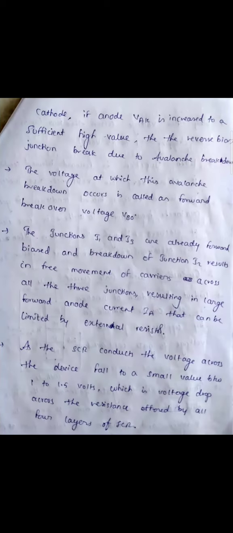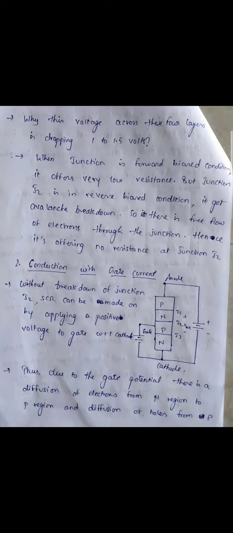The junctions J1 and J3 are already forward biased, and breakdown of J2 results in the free movement of carriers across all three junctions, resulting in a large forward anode current IA, which can be limited by the external resistance. As the SCR conducts, the voltage across the device falls to a small value between 1 to 1.5 volts, which is the voltage drop across the resistance offered by all four layers of the SCR.